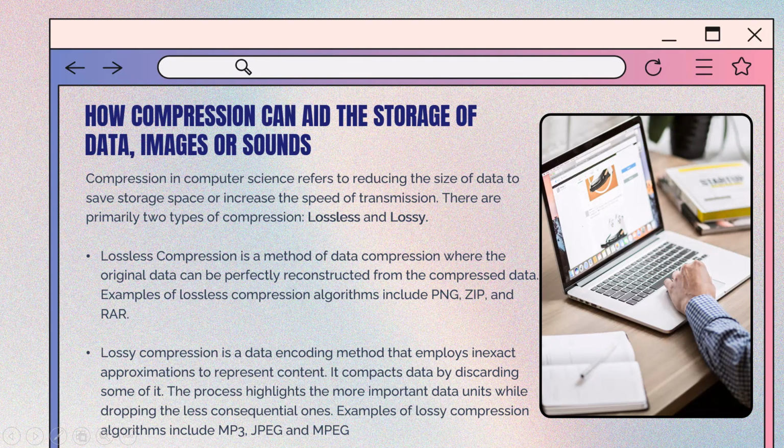Lossless compression is a method of data compression where the original data can be perfectly reconstructed from the compressed data. Examples of lossless compression algorithms include PNG, ZIP, and RAR.